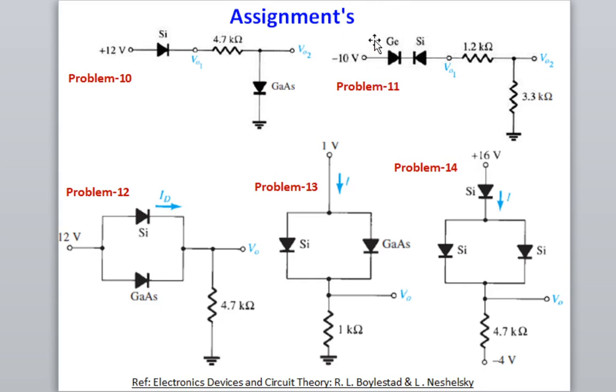If you see, in the case of problem 11, this is germanium, this is silicon, and this is negative voltage applied, and you have been asked to find out the output voltage here and the output voltage here. Similarly, this is again silicon and gallium arsenide, silicon and silicon, 3 diodes, 2 diodes, again 2 diodes, silicon and gallium arsenide. So different combinations of diodes are given.